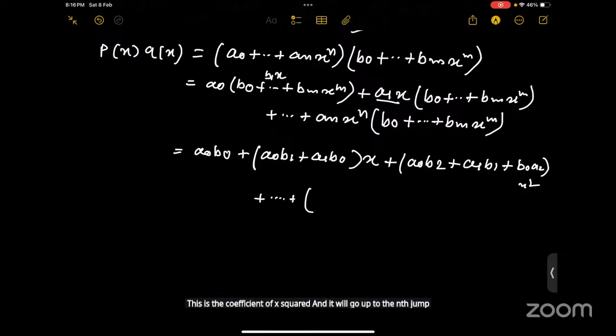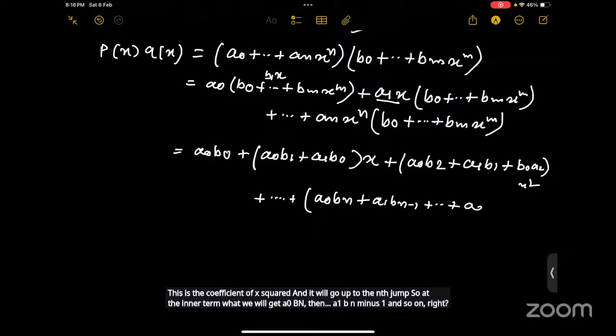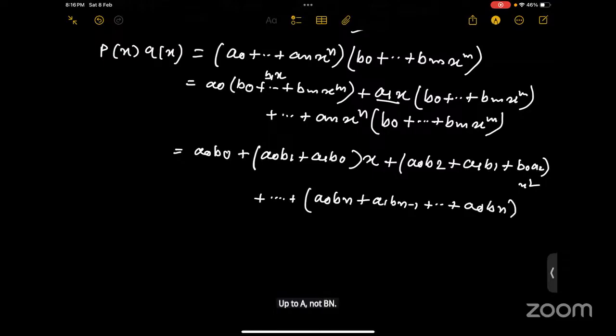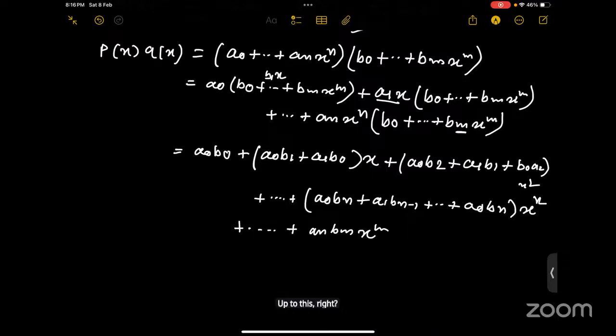So at the nth term, what will we get? a0 bn, then a1 b(n minus 1), and so on, up to an b0. This is the coefficient of x to the power n. And then we will get the rest of the terms, like an bm x to the power m. Is it clear? Yes, ma'am. Okay.